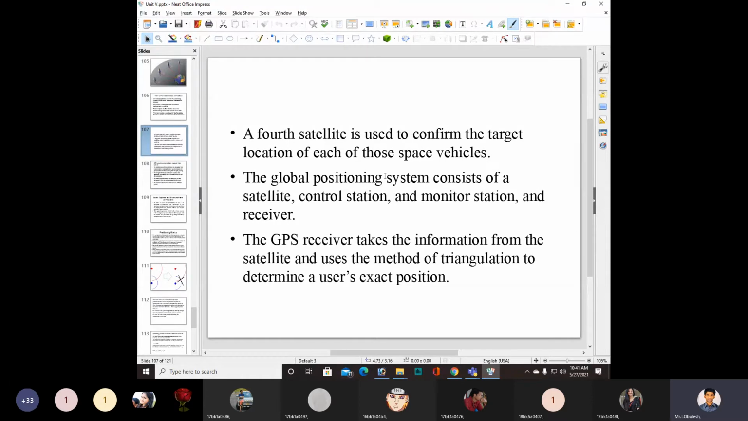The GPS receiver takes the information from the satellite. So it takes the information from the satellite and uses the method of triangulation to determine a user's exact position.